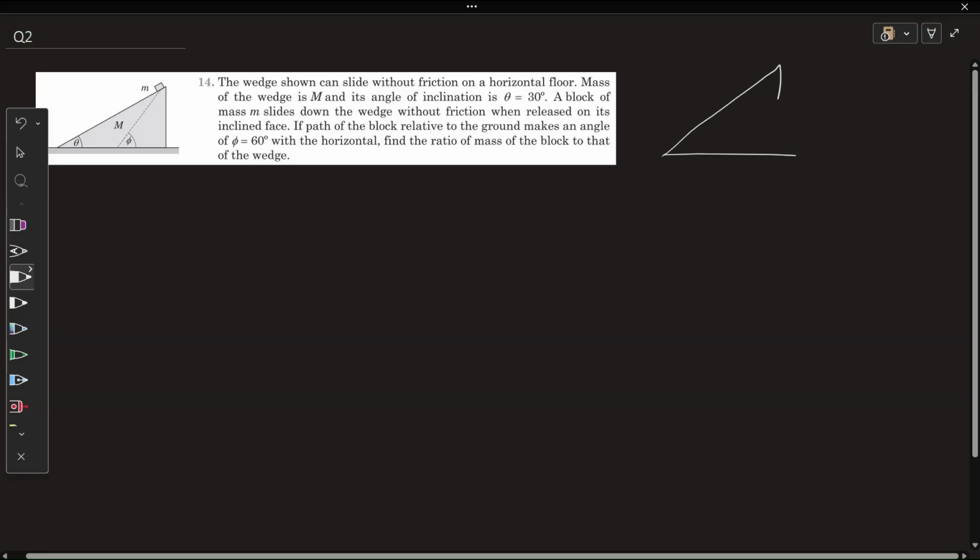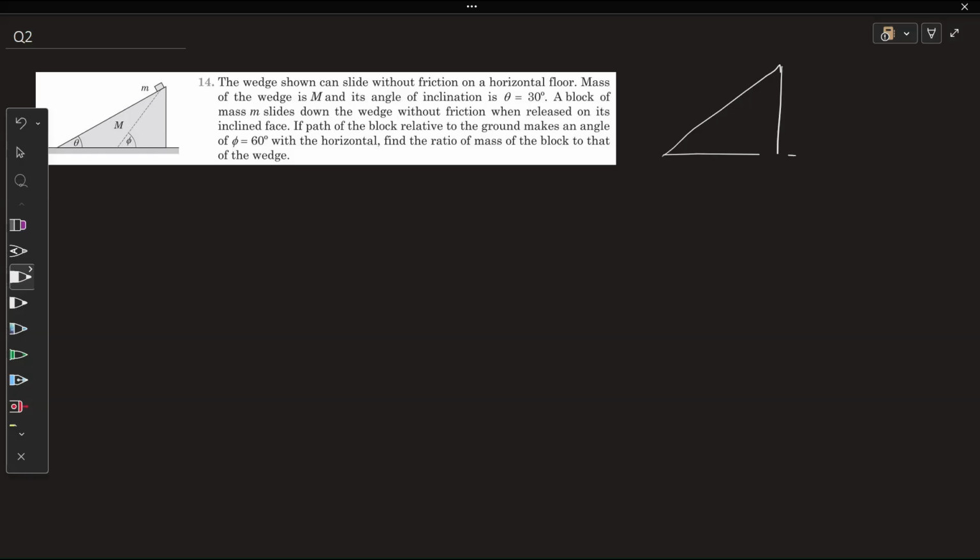Let this be the wedge, and this makes an angle theta. This is of mass capital M, and let this be the small block of small mass small m. Now we are keeping this as our frame. Okay. Now the only acceleration this small block will have is along the wedge, which is A1.